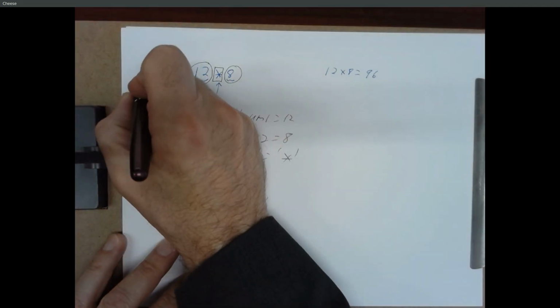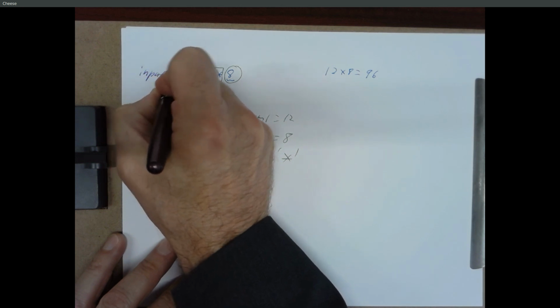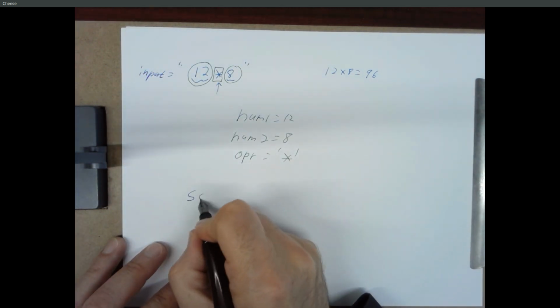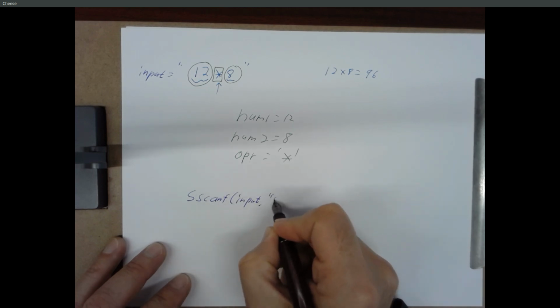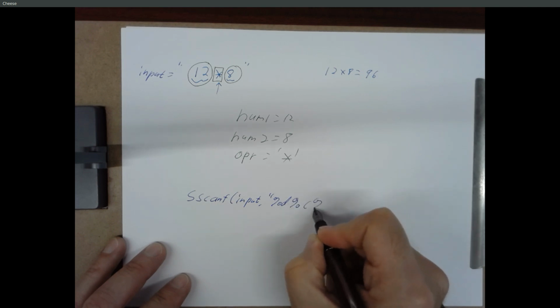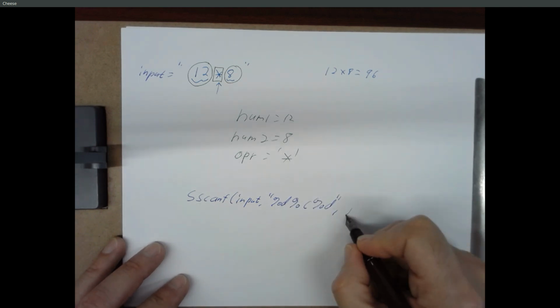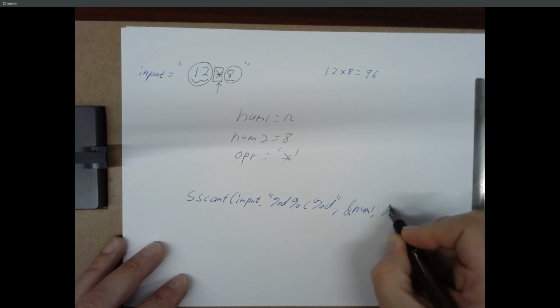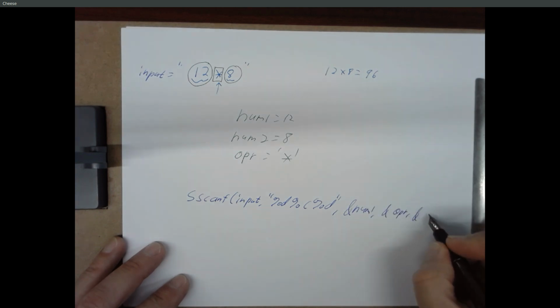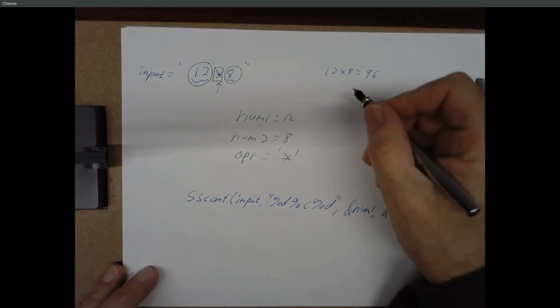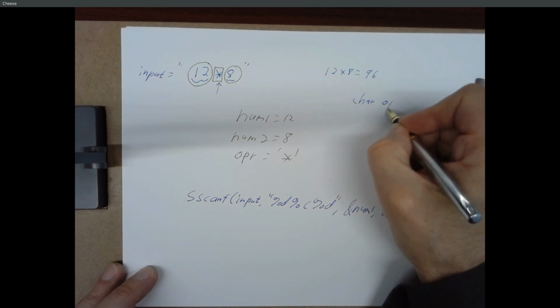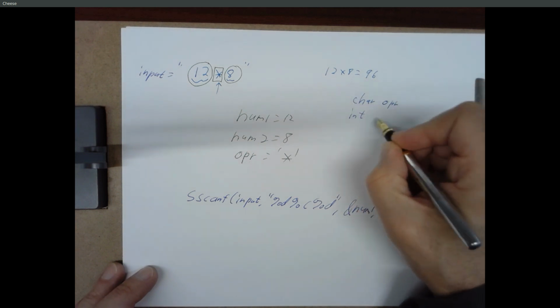So if this is a string maybe called input, all we have to do is Sscanf input %d, %c, %d, and then address of num1, address of operator, and address of num2. Okay, so let's talk about operator. Assuming that we did character operator and integer num1, num2.